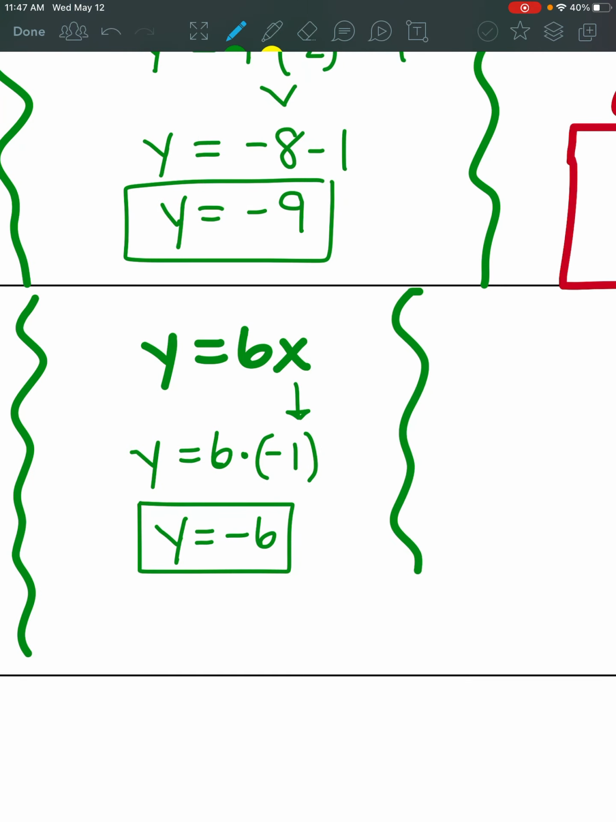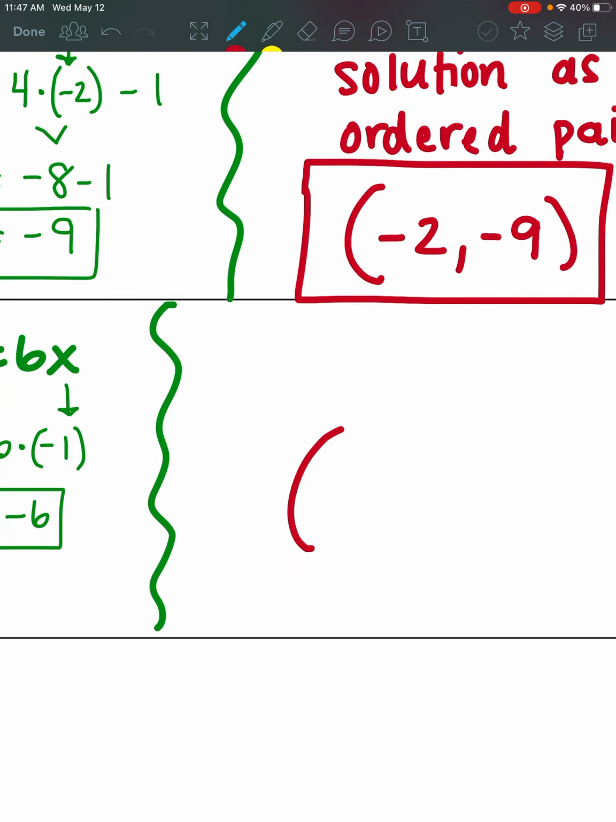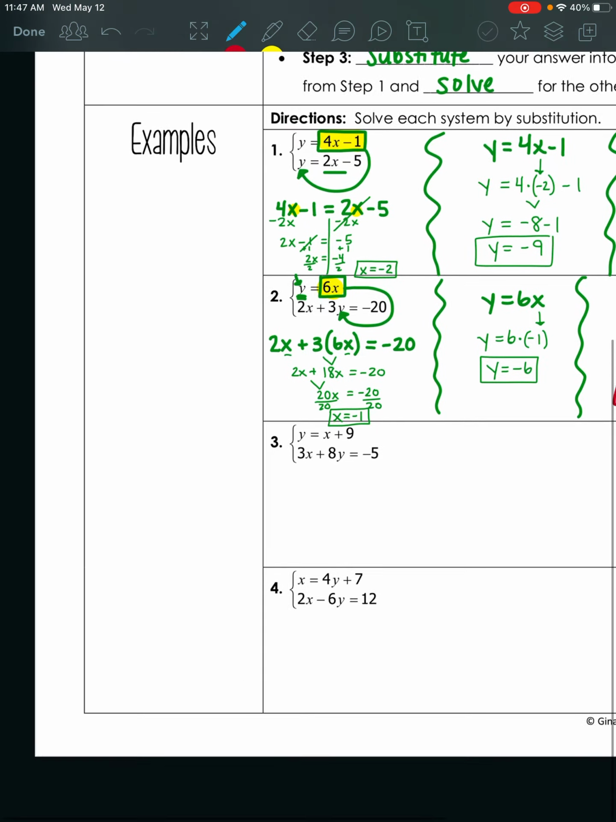And then last and final step, don't forget to actually write your solution out as an ordered pair. So x we got negative 1, y we got negative 6. So there is our solution. Okay?